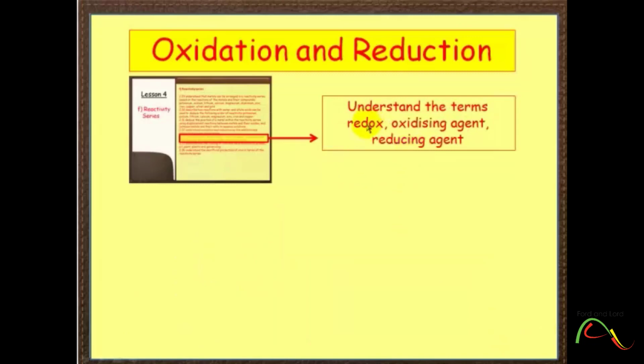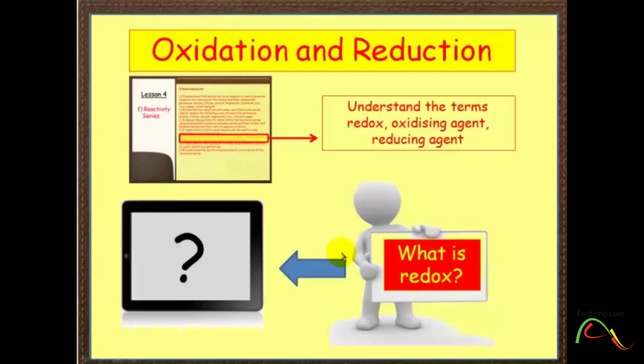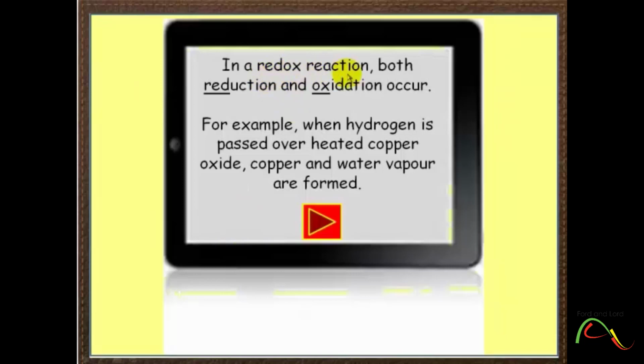Okay, let's look at these terms: redox, oxidizing agent, reducing agent. First of all, what is redox? You may have come across this before. We looked using electron gain and loss, but we're thinking about something else today. So let's go to the monitor, shall we? In a redox reaction, both reduction, RED, and oxidation, OX, occur. For example, when hydrogen is passed through heated copper oxide, copper and water vapour are formed.